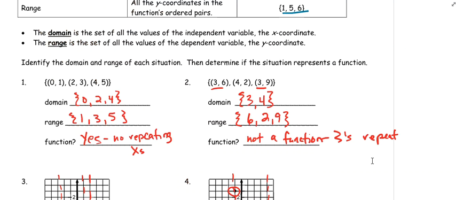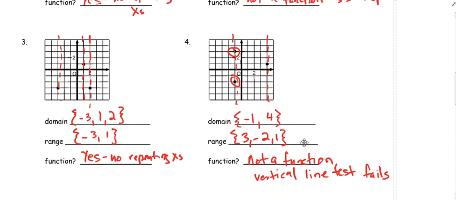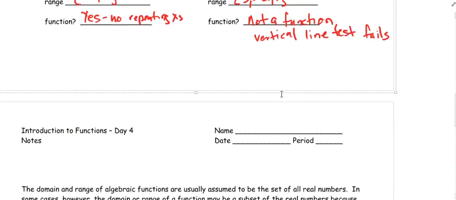All right, welcome back. So for number 2, is it a function? Domain is 3, 4, range is 6, 2, 9, and you don't ever really write the points twice in the curly brackets, but when you look at them, you can extract that the 3 is repeating, so it's not a function. And for number 4, the domain is -1 and 4. The range is 3, -2, and 1. And it's not a function because the vertical line test fails right here. When you draw a vertical line, it's going through 2 points, so that makes it not a function.